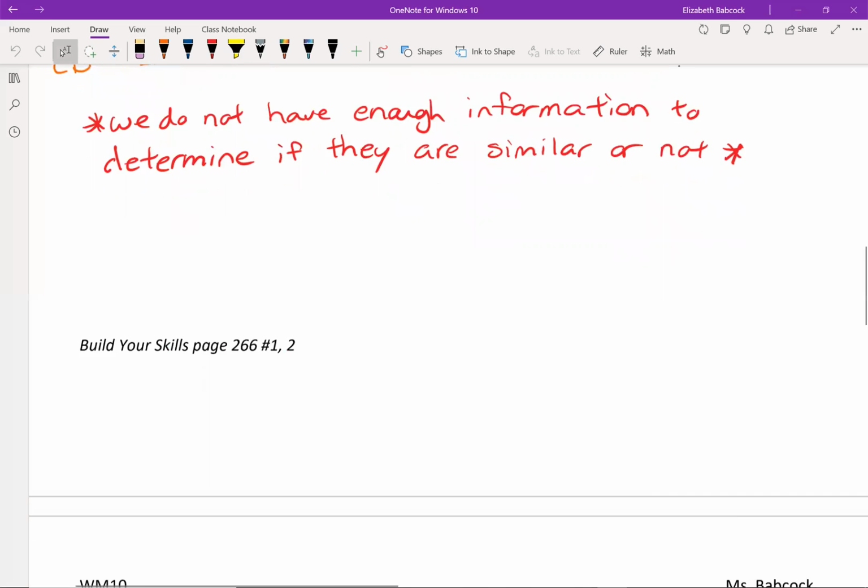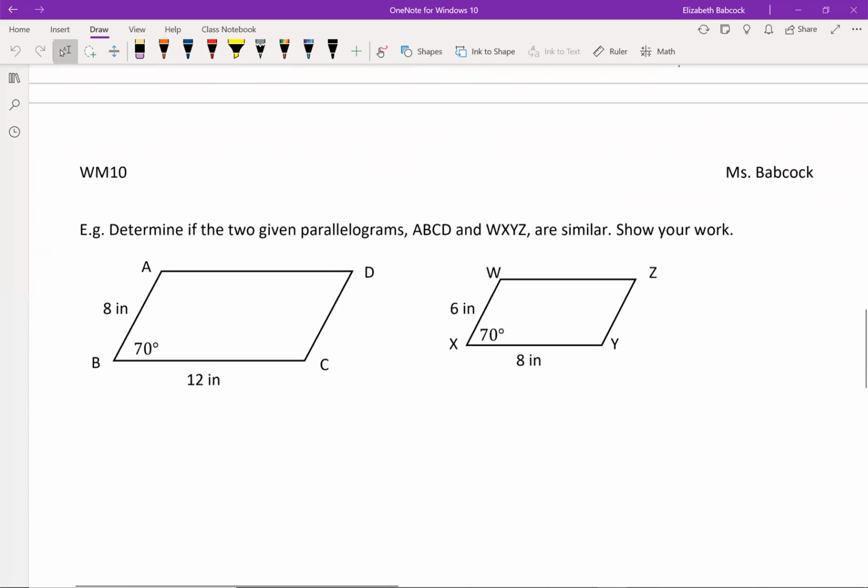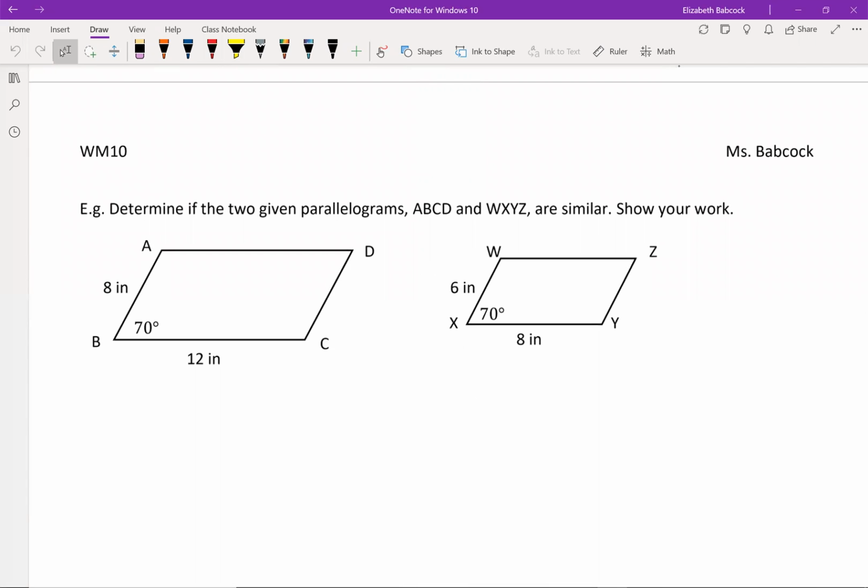Okay, now that those are finished, how would you determine if two given parallelograms, ABCD and WXYZ, are similar?